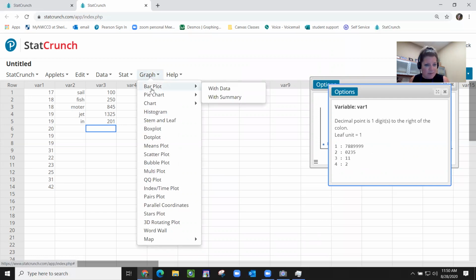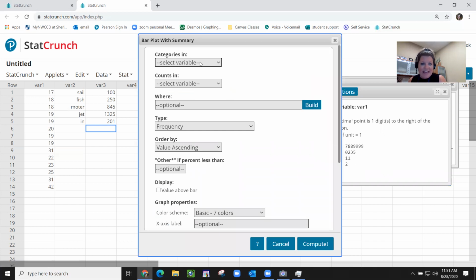Our bar graph, what do we want for our data? It's with summary. If I had my category data, it would list words. It would say sail, sail, sail, fishing boat, fishing boat, fishing boat, and it would be 100 and 250 of them. So we definitely have a summary. And the categories are in variable 2, and the counts are in variable 3, and compute.